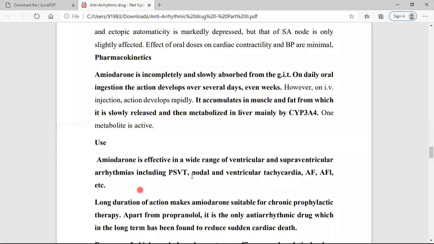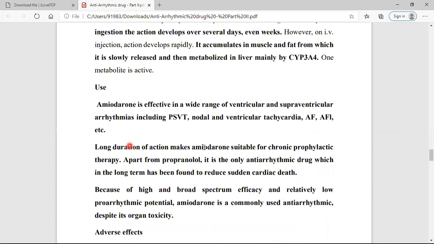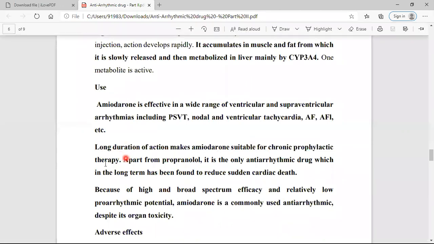These are used in a wide range, and hence it is called a long acting antiarrhythmic drug. Because it has more action, because it blocks potassium channel, it also blocks sodium channel. It is used as a long important drug. Long duration of action made amiodarone suitable for chronic prophylactic therapy. This is a very important one. Because of long duration action, it is used as a prophylactic therapy.